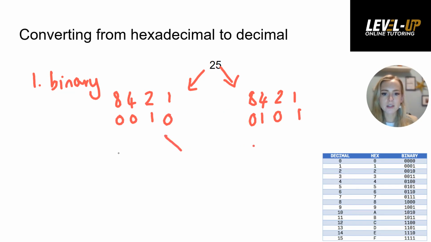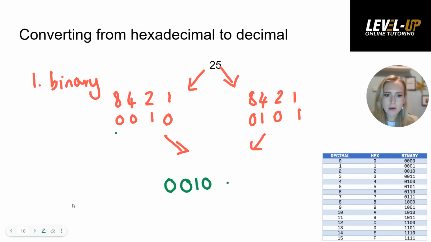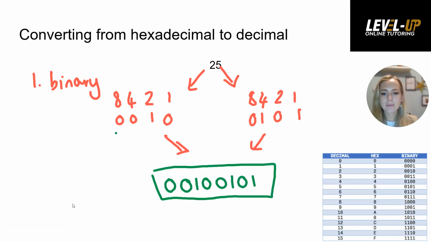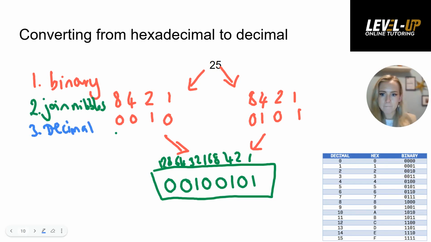All I'm going to do is join them together, and I've just switched colour here. So we're going to start with this side first. 0, 0, 1, 0, 0, 1, 0, 1. Okay. So all I'm going to do now is look at this as 1 byte rather than 2 nibbles. We've joined them together. Okay, so all I'm going to do now is convert them as usual.